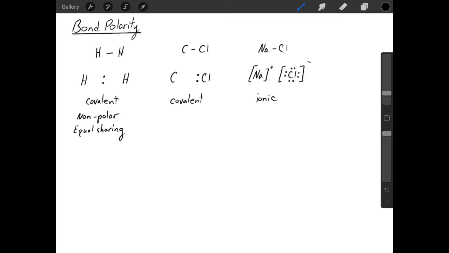The middle example, the carbon to chlorine bond, the electrons are much closer to the chlorine than they are to the carbon. This is an unequal sharing of electrons. The chlorine is taking more of the electrons effectively, and this is a polar covalent bond.